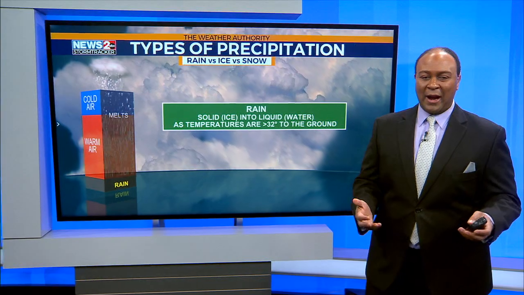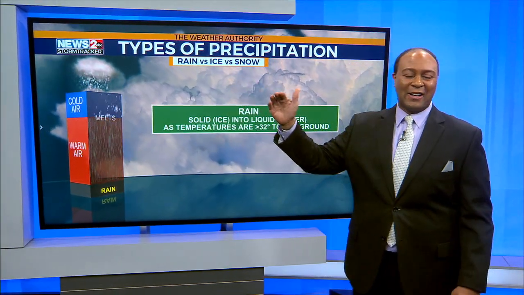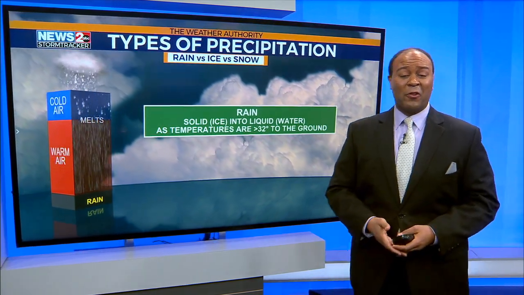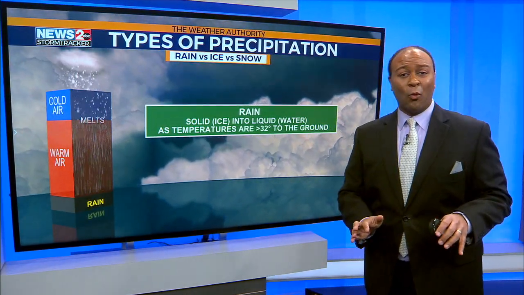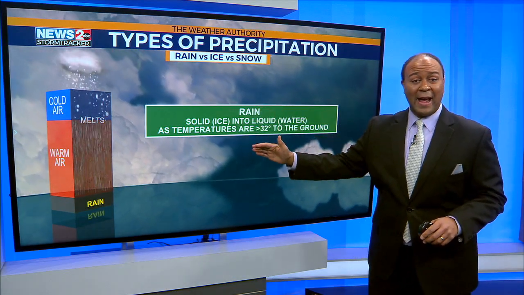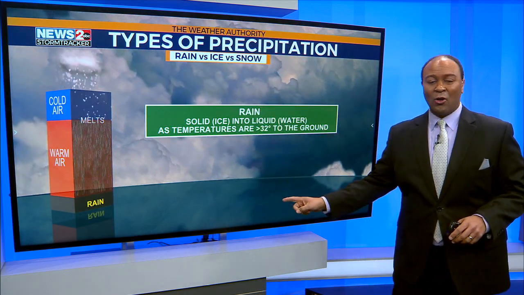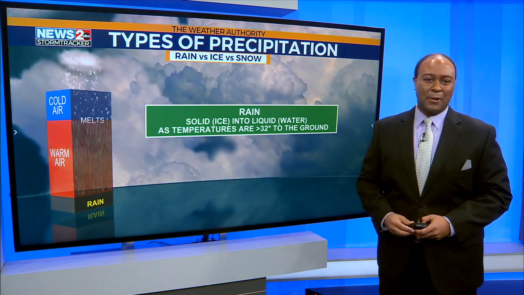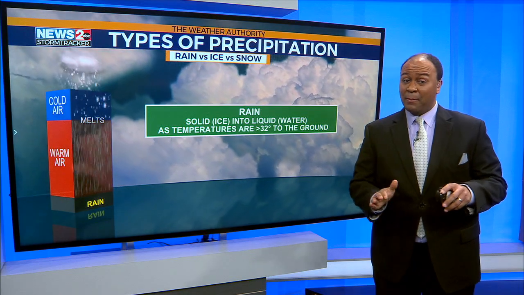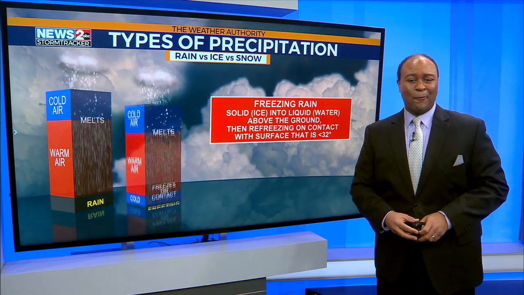So we first start with rain. Anything that falls from the cloud initially is going to fall as a solid. So essentially it falls as a snowflake. But as you encounter a layer of warmer air, temperatures above 32 degrees, you go from a solid state to a liquid state all the way to the ground. That is essentially the pure form of rain. However, there's another part of rain where it can be below freezing, and we call that freezing rain.